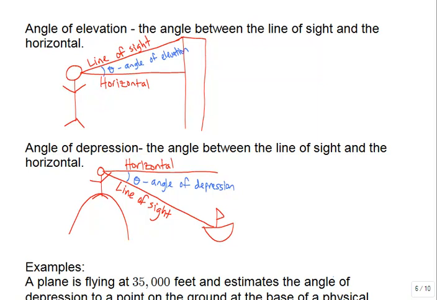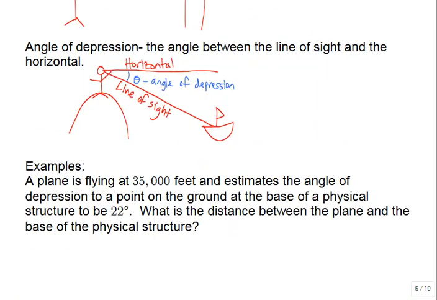Now an angle of depression is almost identical to that, but this time you're usually standing up above and looking down at some object. So your horizontal parallel to the ground would be up here, and then I have to look down to that direct line of sight, and that downward angle is called your angle of depression.